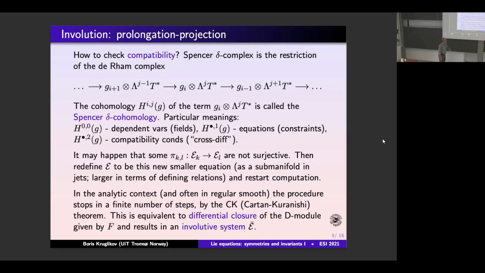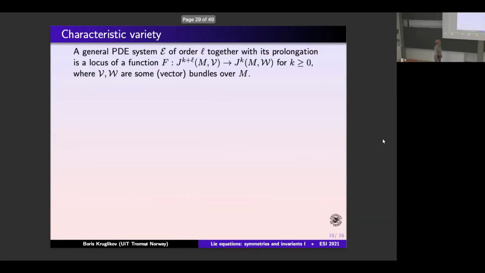Okay, and on the level of algebra, you just say that you take the differential closure. So you look at the defining relations, and you just create a D-module from it. You start acting by differential operators from the left, and then you get an involutive system with this. Okay, so let me tell about the characteristic variety now, because that's an important thing in counting.